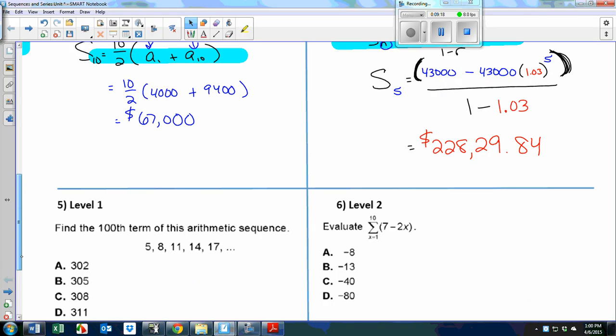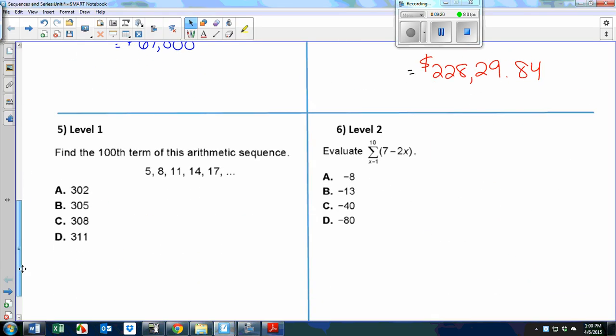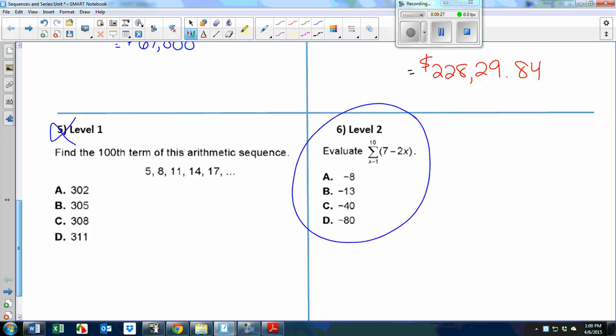Now let's look back at the other 2 problems here. We don't need to do question 5. We've covered that. But we probably need to address sigma, and then that'll be the end of the video. Sigma, if you'll remember, means sum. That's the letter sigma, and it means add up these terms. The one that's at the bottom tells you start with 1. So plug in 7 minus 2 times 1, and you get 5.